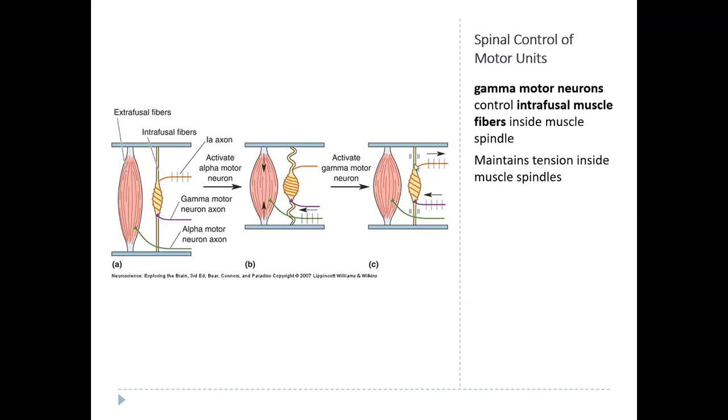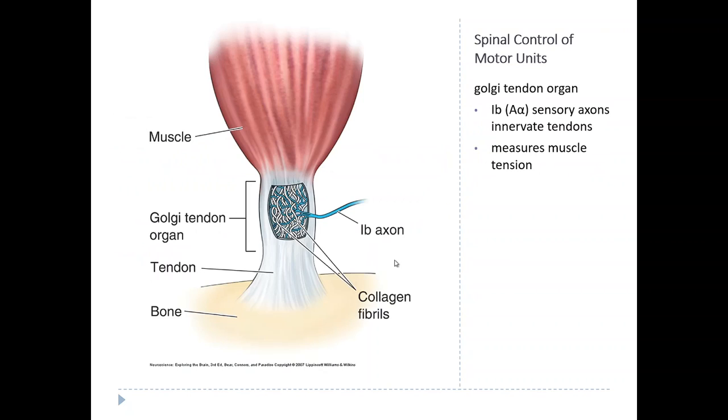So that's what's happening here. Now there's tension in that muscle spindle because the gamma motor neuron is pulling on those intrafusal fibers, or causing the intrafusal fibers to contract. And so that tension allows the spindle fibers to then communicate information to the spinal cord about the length of the muscle. So that's the main job of these gamma motor neurons. It's just a mechanism to maintain tension inside those muscle spindles.